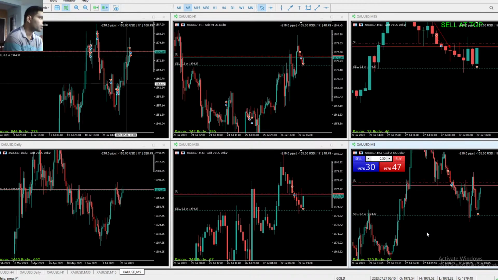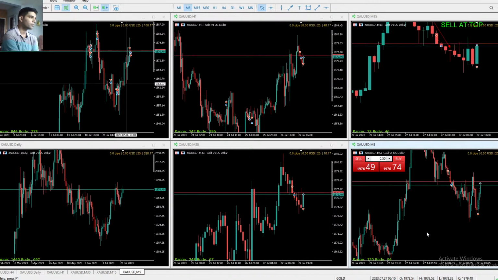Okay guys, the 15-minute candle broke the high of the previous red candle. Now we are out of our position and we lost this trade. Yeah, we lost this trade. So this is a losing trade.